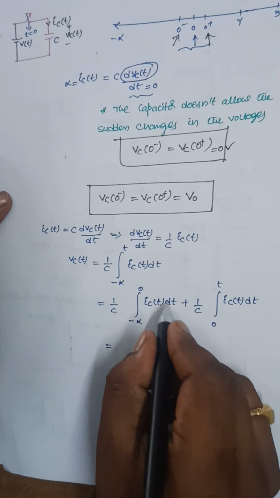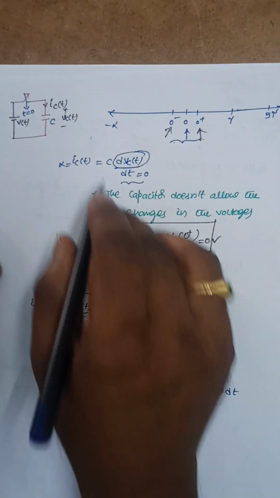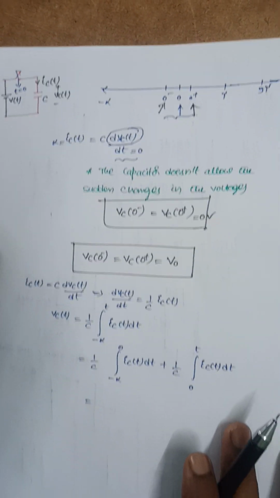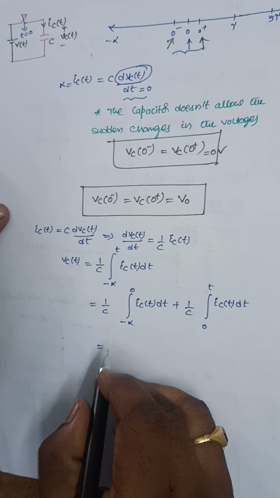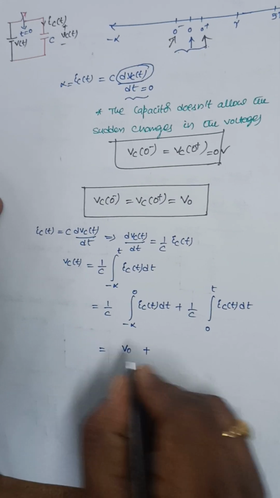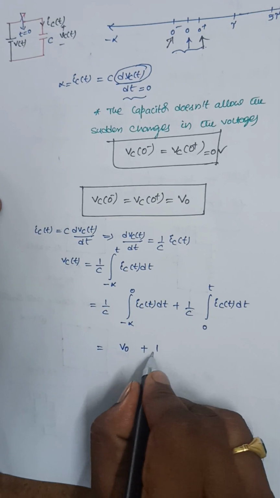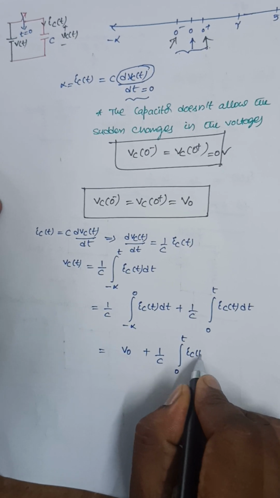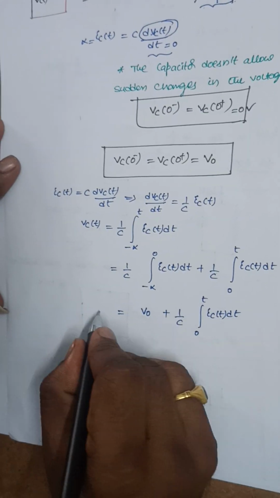And the minus infinity to 0 part, that means before the switching action is done, is the voltage across the capacitance, that is the initial voltage V0, and this is 1 by C integral 0 to t of IC of t dt. It is Vc of t.